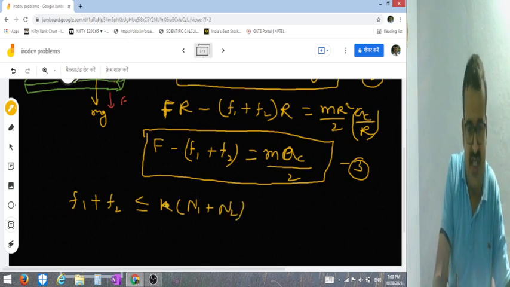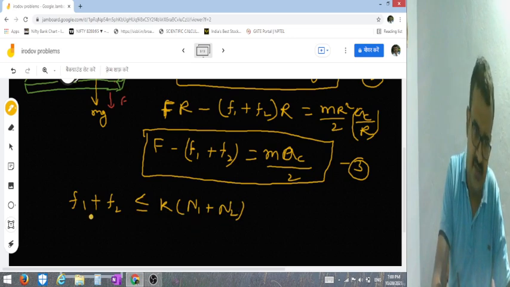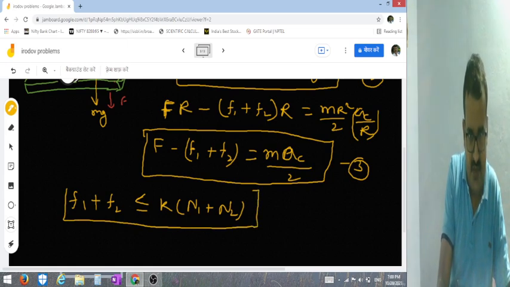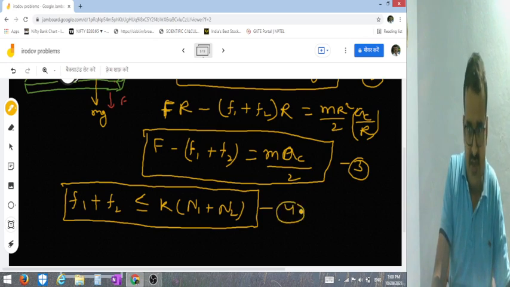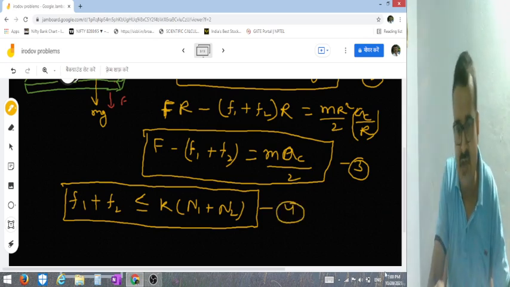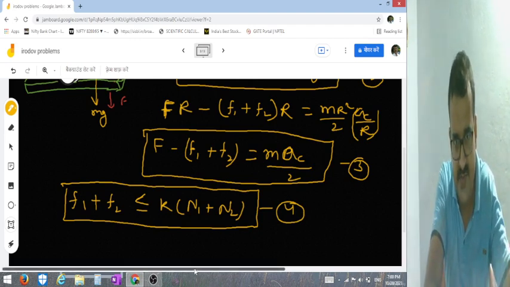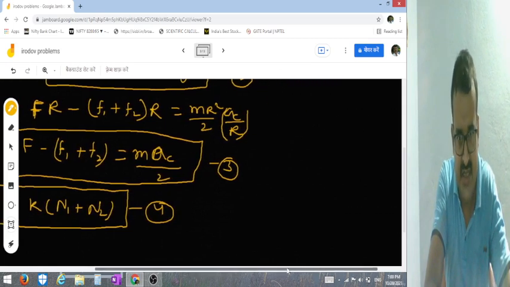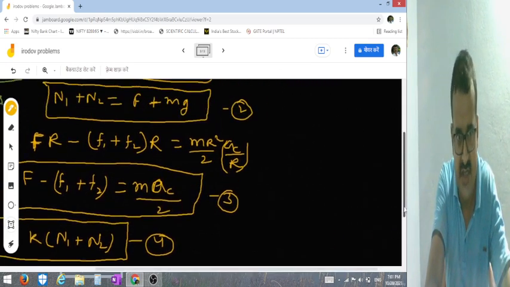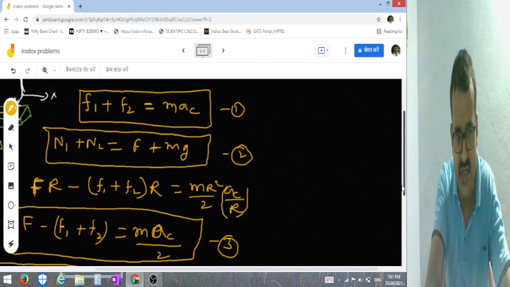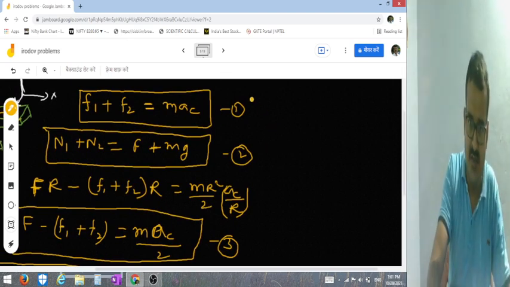Why? Because K is the coefficient of static friction, that's why we are taking K(N1 plus N2). This is equation number 4. Now we will try to solve these equations and determine the value of the maximum force. By observing these equations, from equation number 1 putting the value into equation number 3, we can get from 1 to 3.